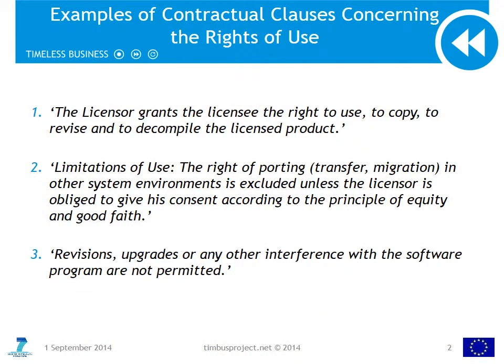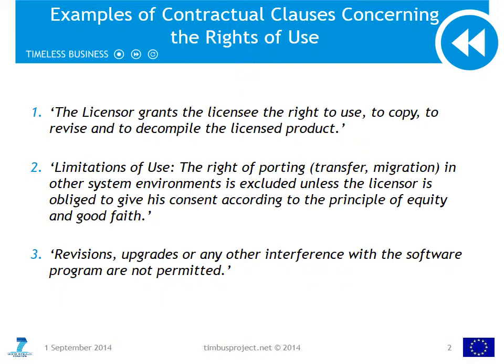This slide shows three common types of clauses in a right of use license and some disadvantages a user should be aware of. The first clause: the licensor grants the licensee the right to use, to copy, to revise, and decompile the licensed product. In this agreement, migration actions may be permitted unless the migration action does not fulfill the terms of that contract's particular purpose of use. The agreement would only allow porting and migration if they are necessary for the agreed functionality of the software.